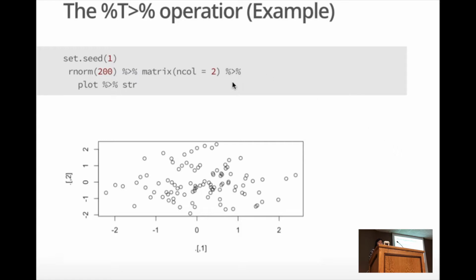So instead, I will change my operator here to a T operator. After I pass my matrix to a plot, and I got my plot, it comes back to my matrix again, and then passes it to my str function. So in this case, we're able to see the internal detail of my matrix.